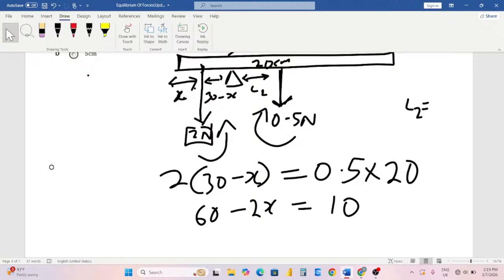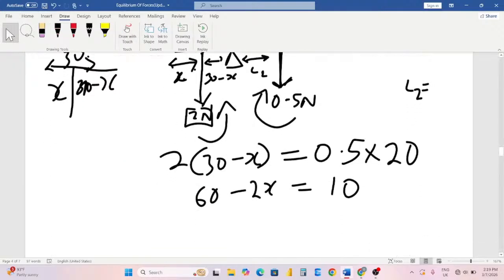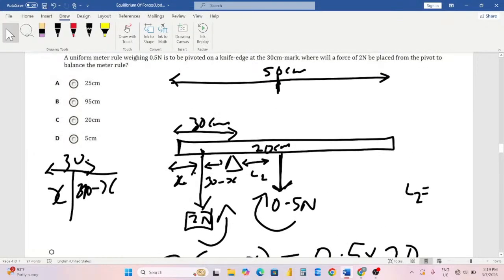So the twist there was this part, where we deduce the x for one part. Then since we knew the entire section's length was 30, the other side will now be 30 minus x. Yeah, that was the twist in the question itself. So give us the answer in the comment section of what x should be. And knowing x means we also get to know the mark, so that is where the 2 Newton will be placed.